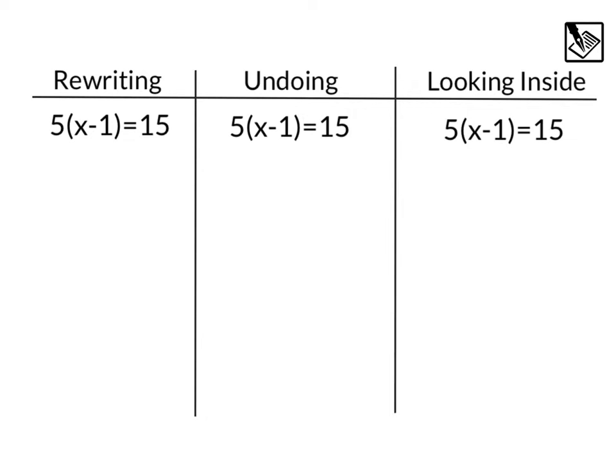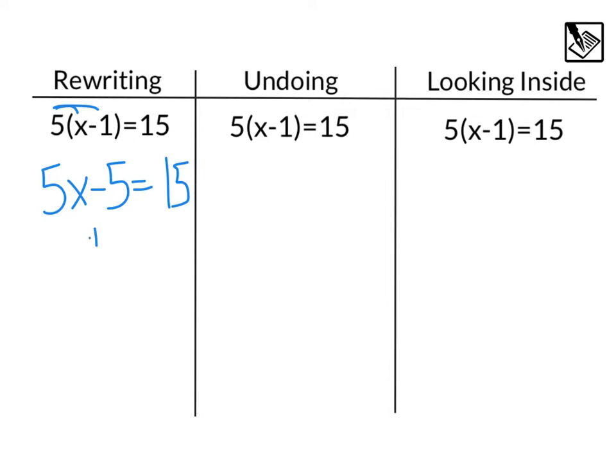To help us see the difference in all of these methods, we're going to take the same equation, 5(x - 1) = 15. And while some of the methods might overlap, we'll get an idea of what each one is talking about. Let's start with rewriting. Here we've got 5 times (x - 1) equals 15. So if you were going to say, hey, let's distribute that 5 to get 5x - 5 = 15, that would be the method rewriting.